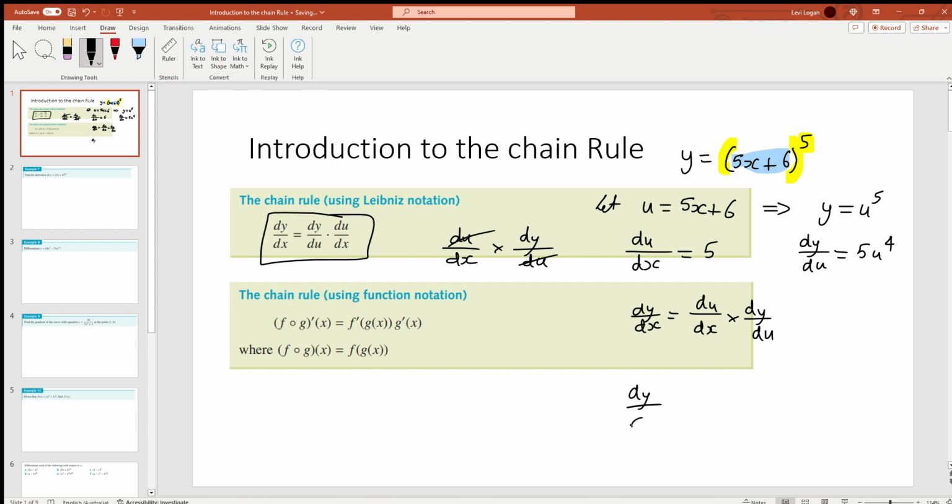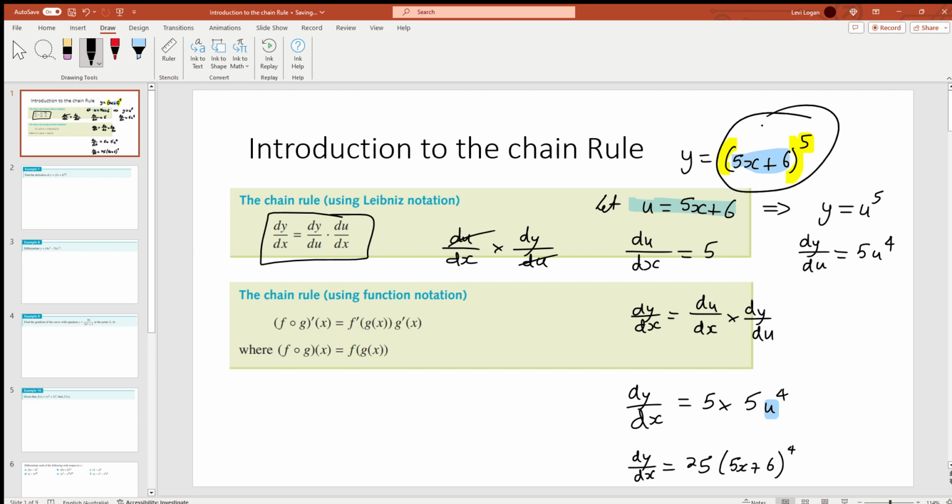So we have dy/dx equals 5 times 5u to the power of 4. And we know what u is. u was established to be 5x + 6, so we can put that back in there. So dy/dx is 25(5x + 6) to the power of 4. The reason why we do this is because expanding something like this is ridiculous because it's to the power of 5, and if it were to the power of 50, that'd be even more ridiculous. So applying the chain rule allows us to break up functions like this.